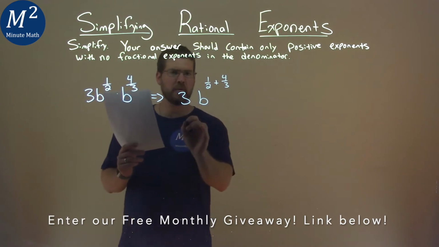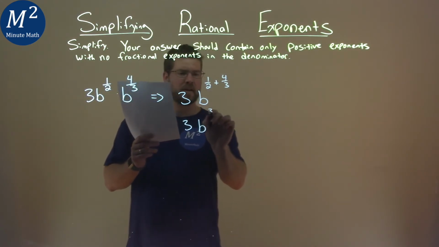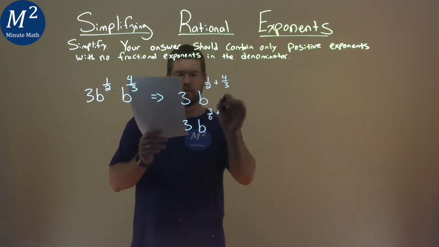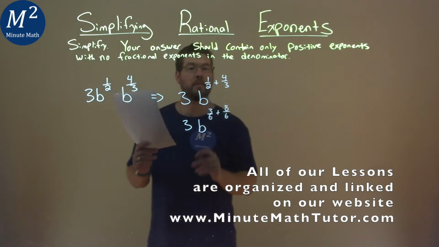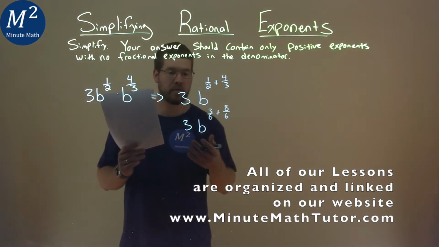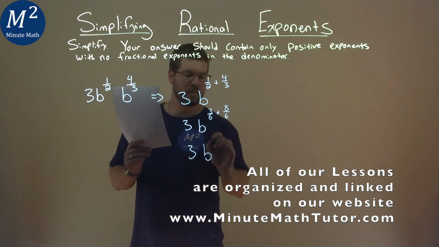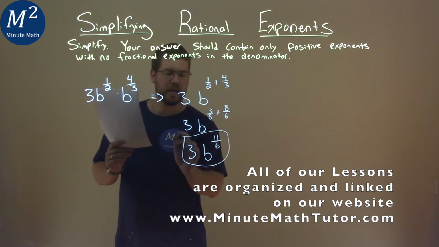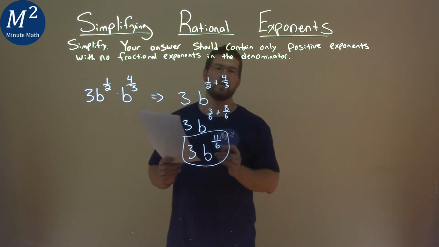If we find a common denominator, 1/2 is the same as 3/6, and 4/3 is the same as 8/6. They now have the same denominator, so we can add them together. We have 3b, and 3 plus 8 is 11, so we have 11 over, keeping the denominator, 6. Pretty easy, our final answer here is 3b to the 11/6 power.